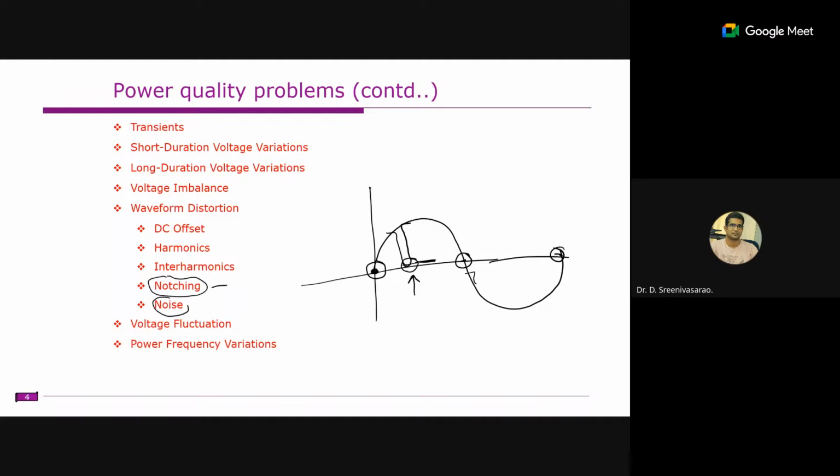Another thing is noise. Noise is the imposition of high frequency components on the waveform. This noise will introduce electromagnetic interference with the surrounding communication circuits or control circuits.